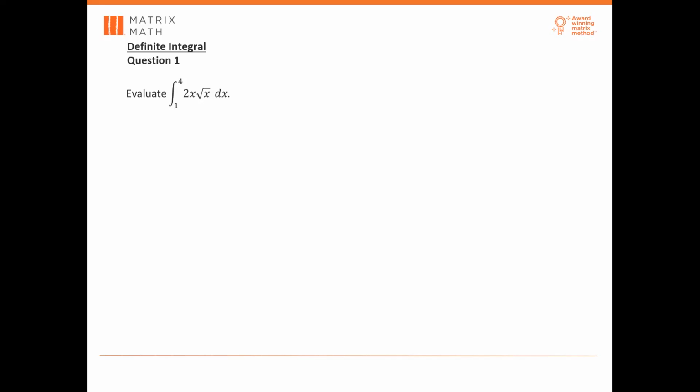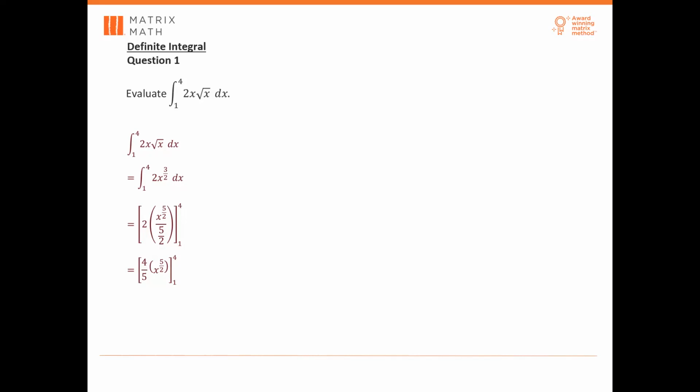Before I do that, 2x times square root x can be rewritten as 2x to the power of 3 over 2. Then we proceed to do the integration. When we integrate 2x to the power of 3 over 2, this is what we get. We want to write it a bit neater, so we get 4 over 5 x to the power of 5 over 2. Now the boundary will be written at the side, 4 and 1.